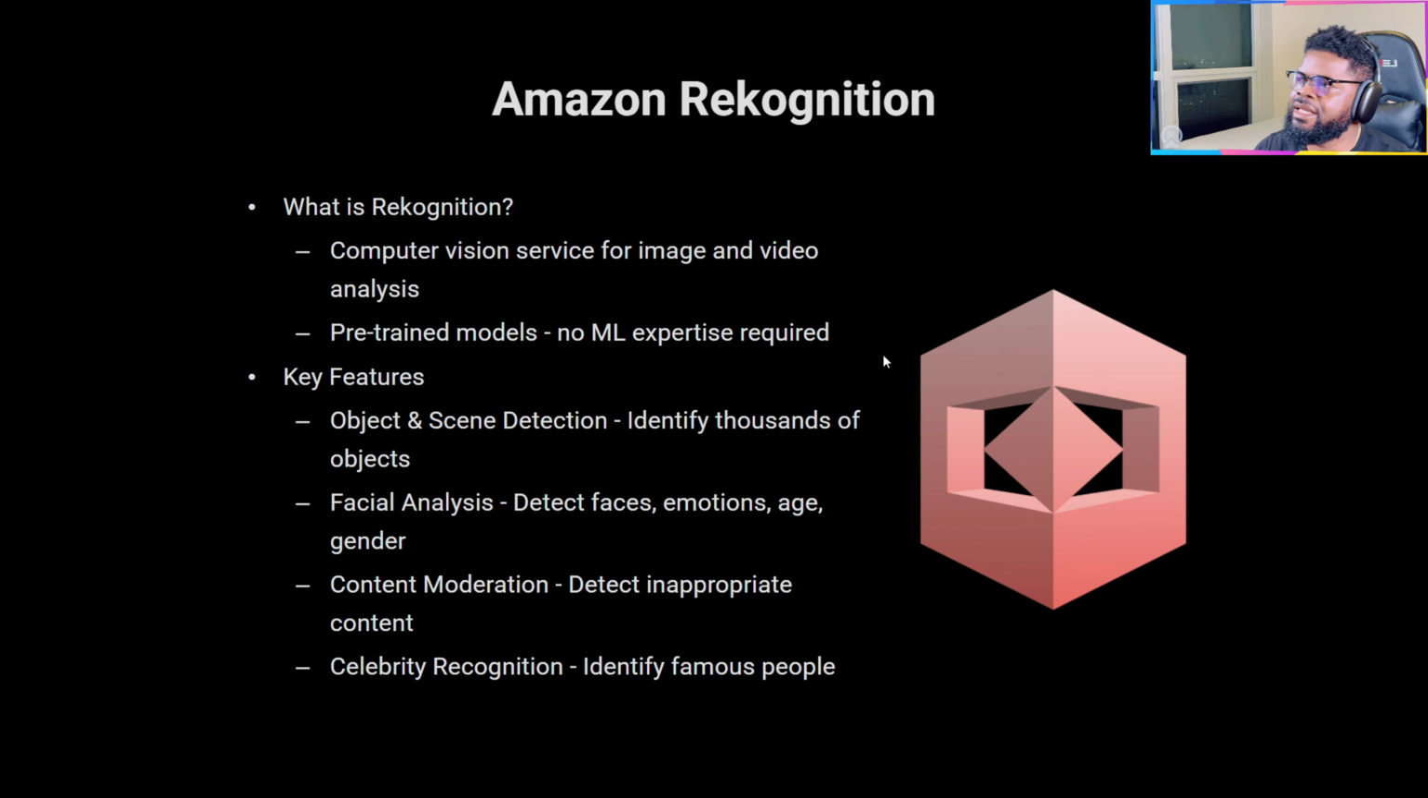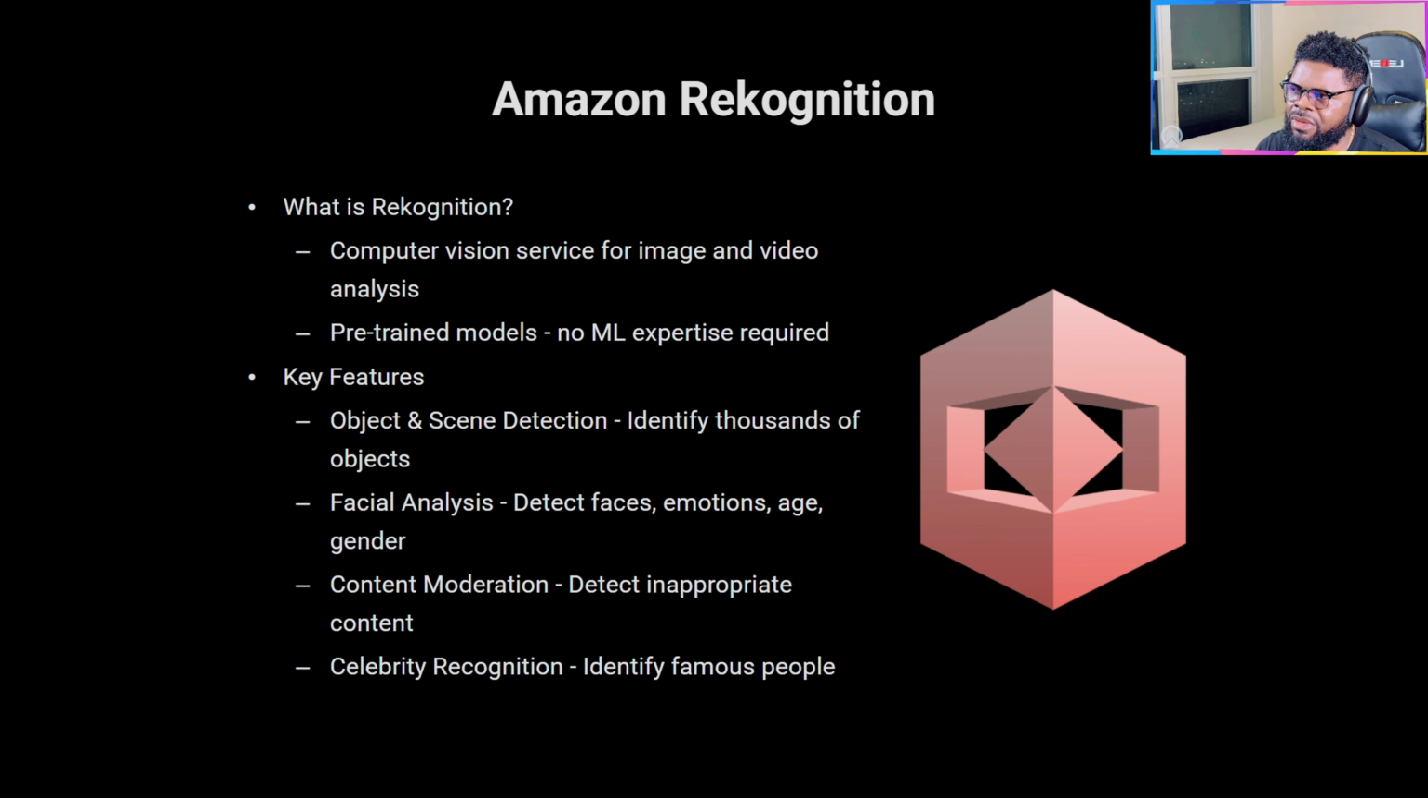So let's now see our first service in AWS, which is Rekognition. You'll see how easy it is to use Rekognition. The point is that if you want to do computer vision for image and video analysis, Rekognition is the service that you can use. What it means is that you don't need to train your own machine learning model, right? These are pre-trained models that don't need any ML expertise. You don't need ML expertise to use Rekognition.